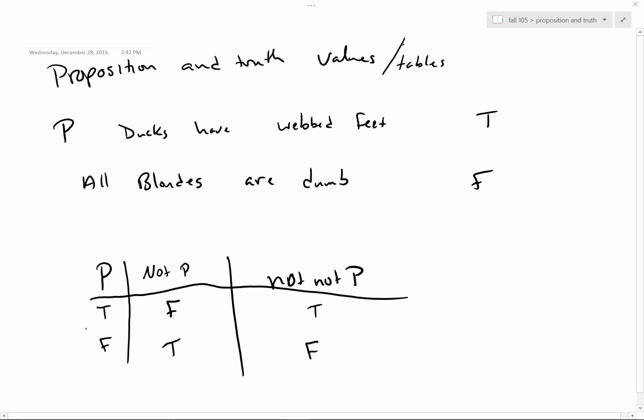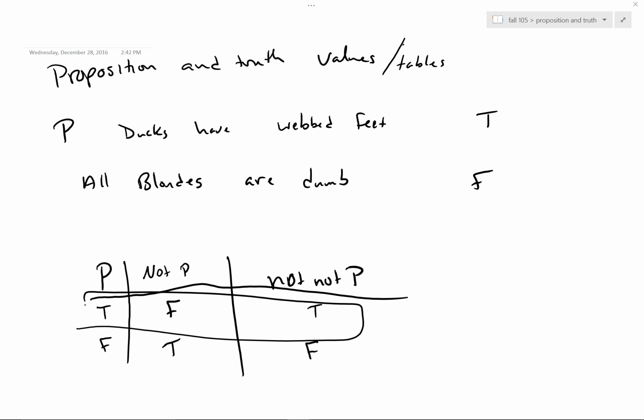So in our case, there it is. Our P was true, so ducks have webbed feet. The negation of that is ducks don't have webbed feet. Well, that's false, obviously, right? And then if you double negate that, that's a little trickier to write the way we wrote it here, but we'll look at some more of them in general as we go along. We're going to look at these truth tables. It's kind of an interesting thing.